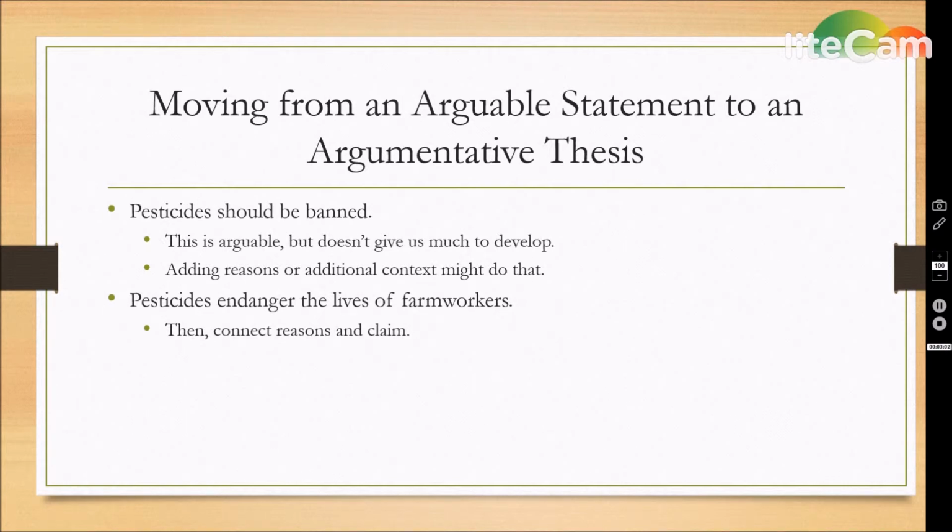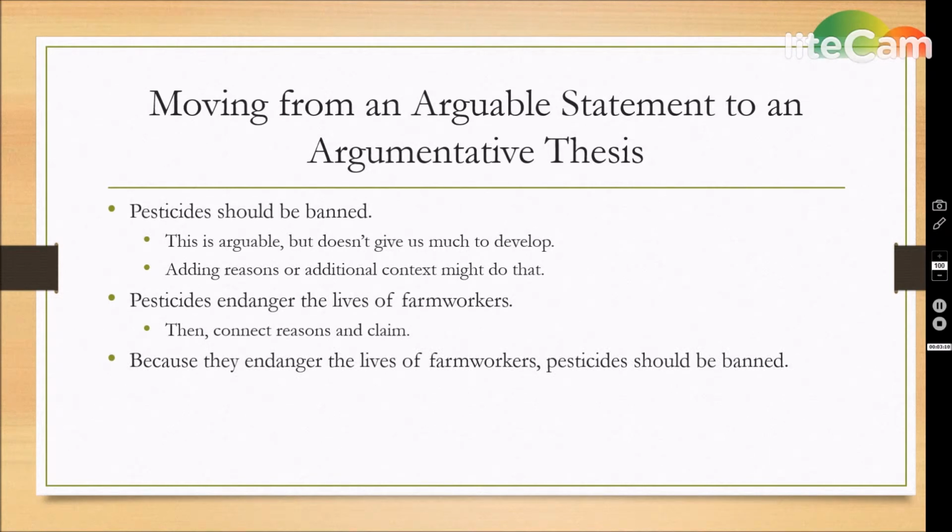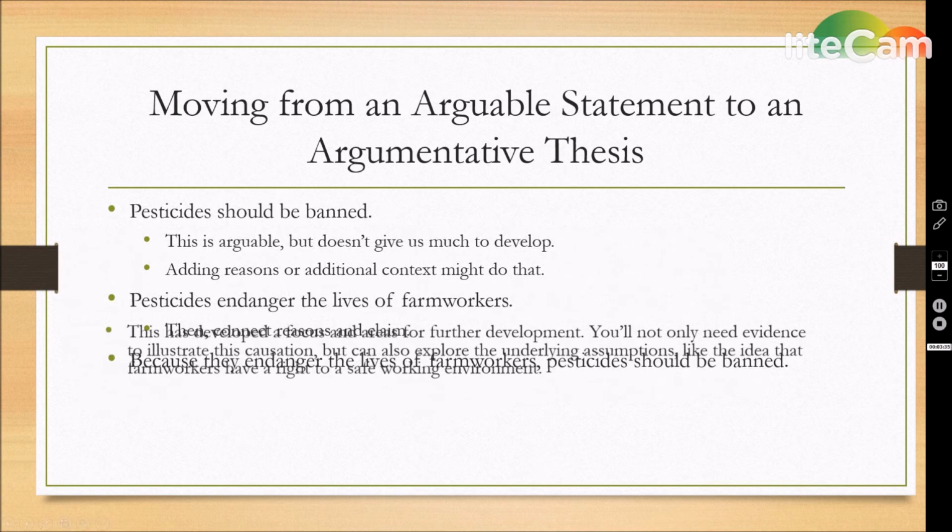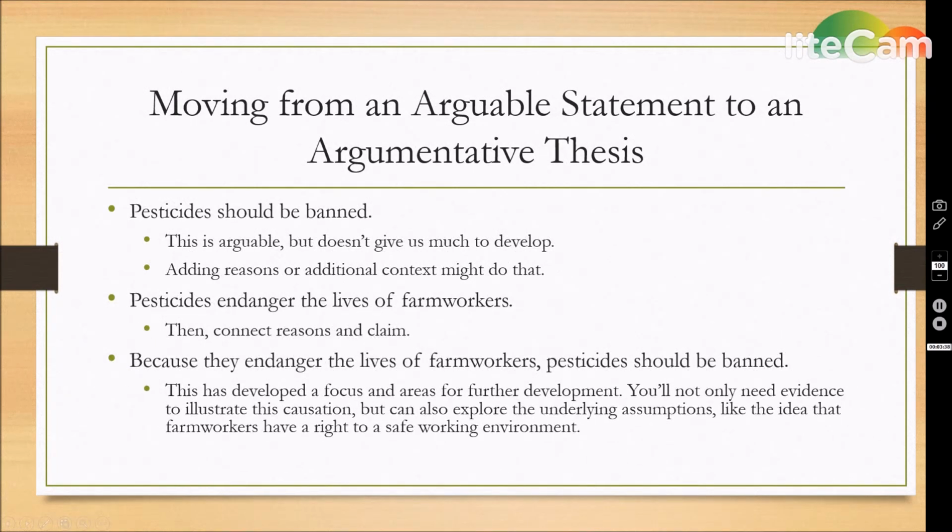And so we see kind of where that essay is going in terms of its direction, in terms of its content and focus. So when you connect your reasons and your claim, that starts to develop that argumentative thesis. Because they endanger the lives of farm workers, pesticides should be banned. Okay, now we have the claim that's arguable and the reasons. Pesticides endanger the lives of farm workers. So that's already starting to develop a thesis that has an arguable point, but also leads us to where the essay will focus its efforts and focus its kind of information and examination, right? So this has developed a focus for areas for further development.